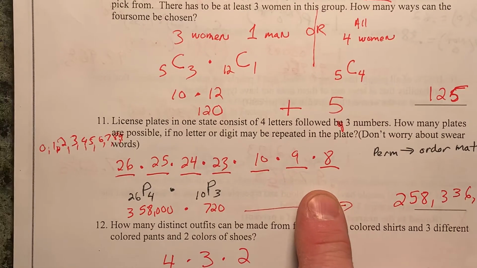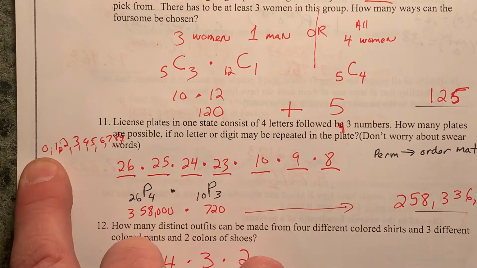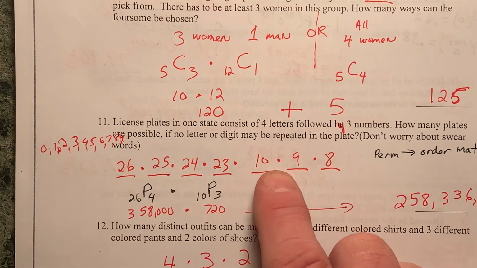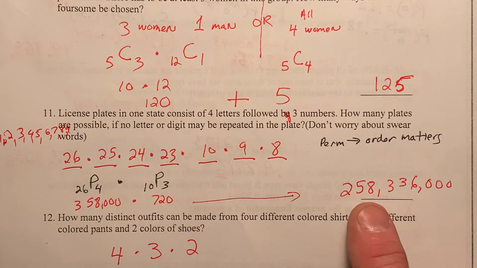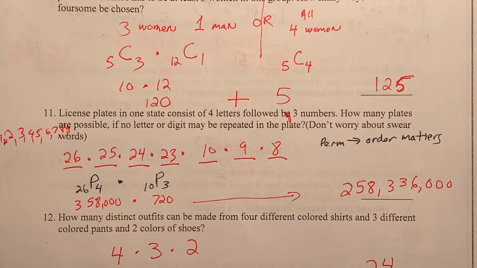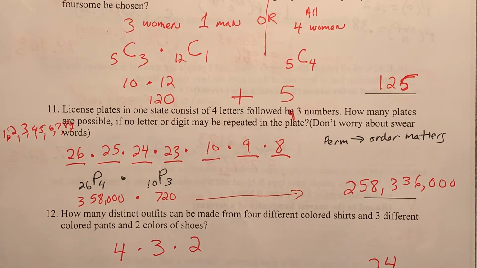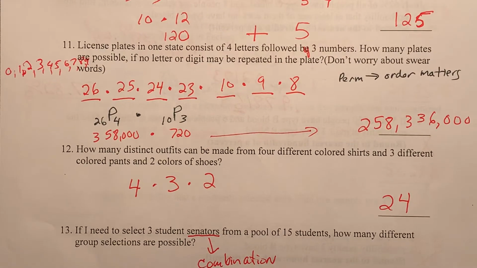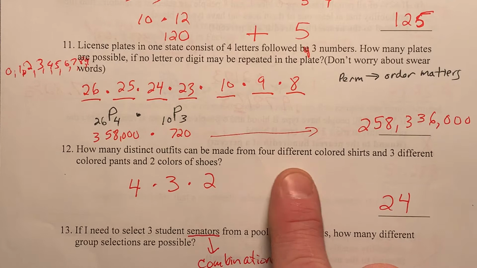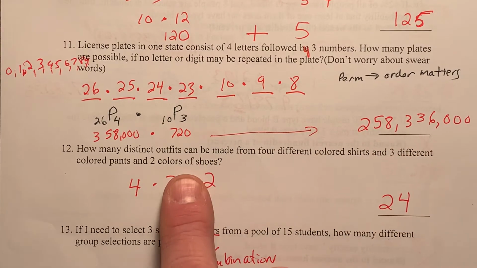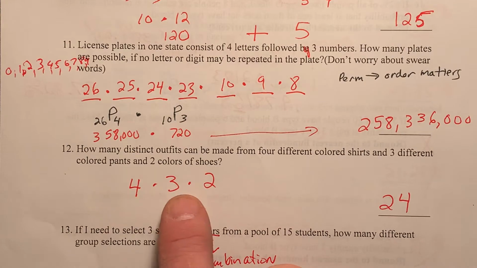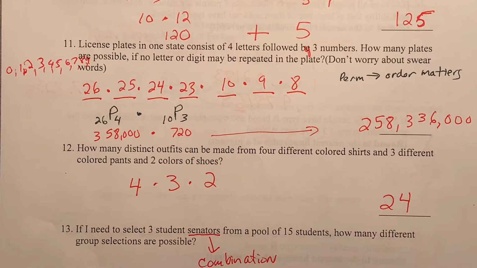Now, why 10? The question comes up because 0 counts as a number. 0, 1, 2, 3, 4, 5, 6, 7, 8, 9. That's 10 distinct symbols for our numbers. There's a lot there, 258,336,000. How many distinct outfits can be made from 4 colored shirts, 3 colored pants, 2 colors of shoes? So 4 times 3 times 2 is 24.